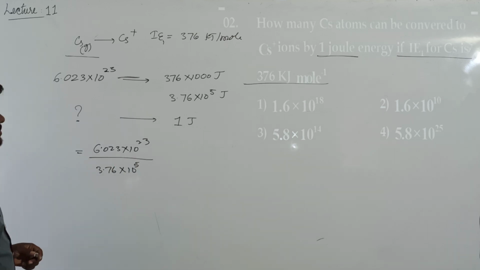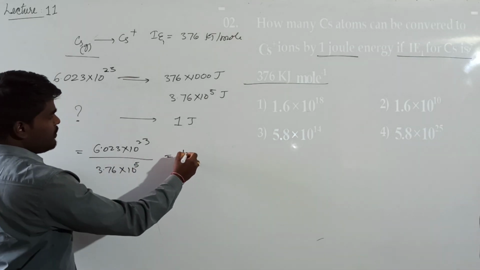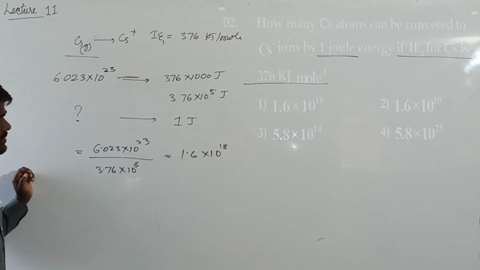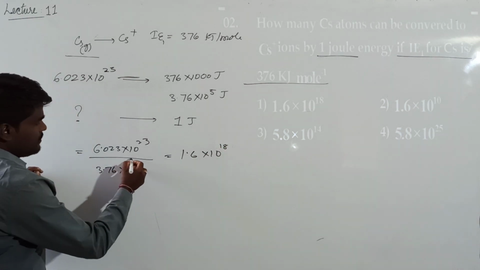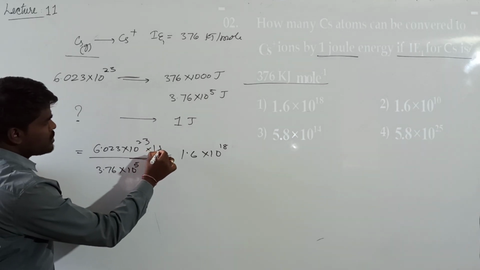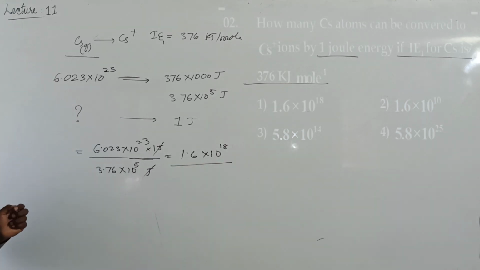Now, on solving this you get around 1.6 into 10 power 18 atoms. Here it will be joules, here it will be 1 joule, so joule will cancel. And what will be the answer?